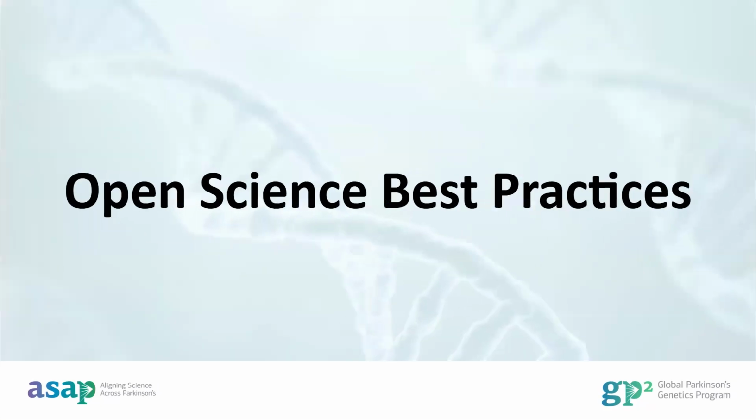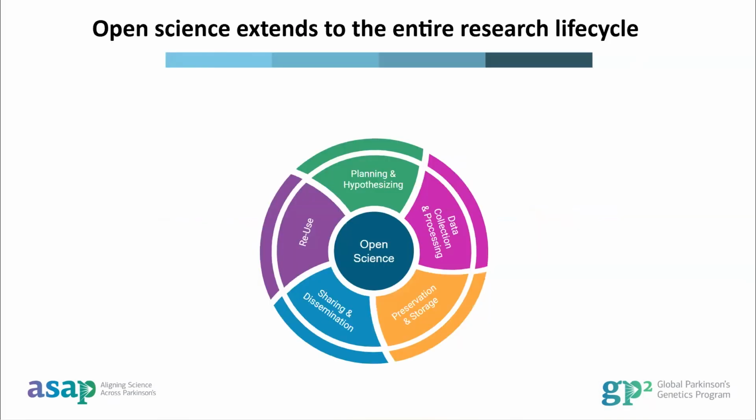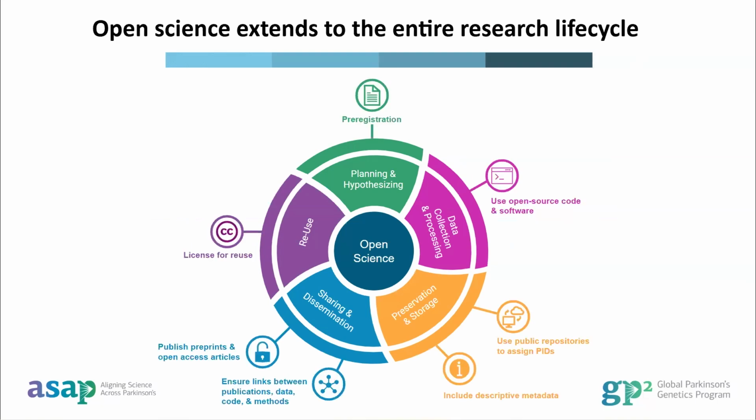To achieve these goals of open science, we can utilize some best practices. Open science best practices extend beyond open access publishing to the entire research lifecycle, from initial planning to data analysis and publication. We're going to step through this lifecycle and describe some of the best practices associated with each.